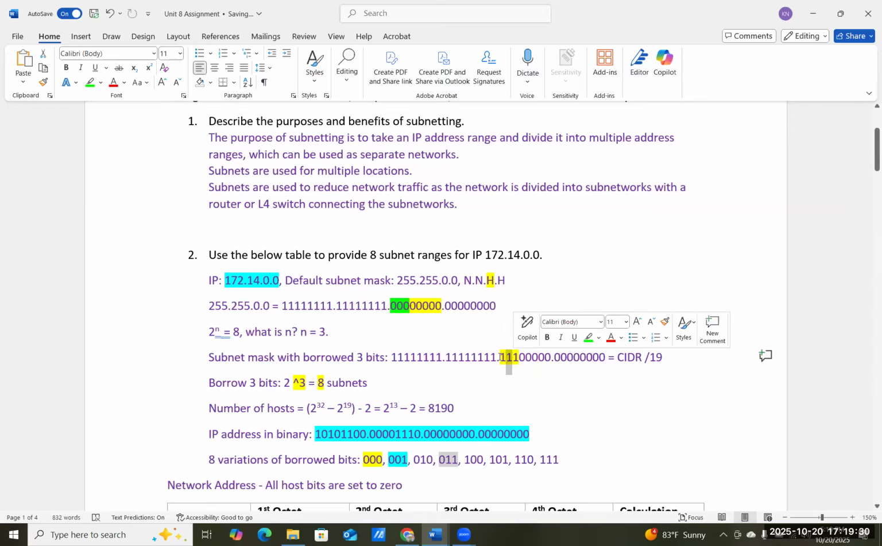So I borrow the 3 bits from the host ID. And how do I know it's the 3 bits? It's because 2 to the third power gives me 8. And the question tells me that I need to create 8 subnets. So my question for you is, let's say that they want not 8, but they want 10. So how do you calculate that?